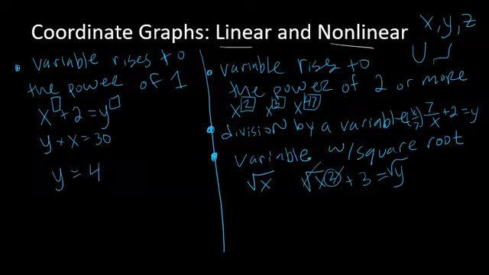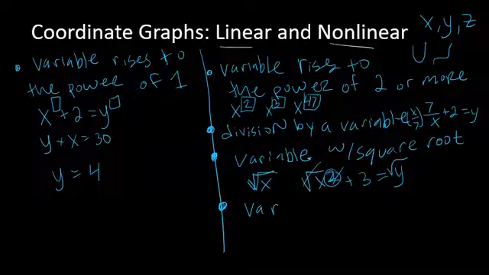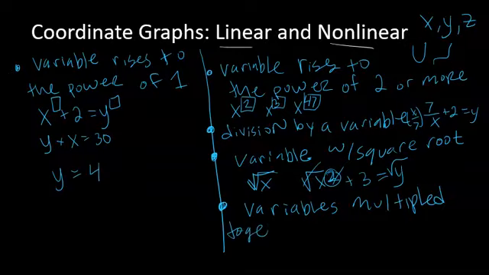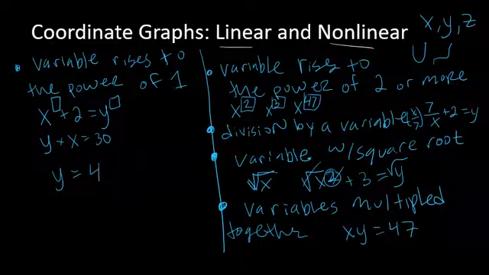So, we started off with that 2, and then we have a square root. It's going to be bendy. It's going to bend at some point. It's going to be non-linear. And if you take 2 variables and multiply them together, let's try it together. Say x times y equals 47, right? They're being multiplied together. It's going to be bendy.